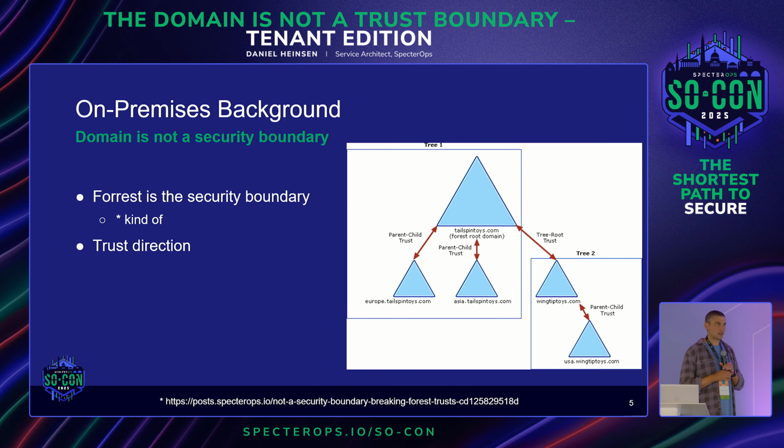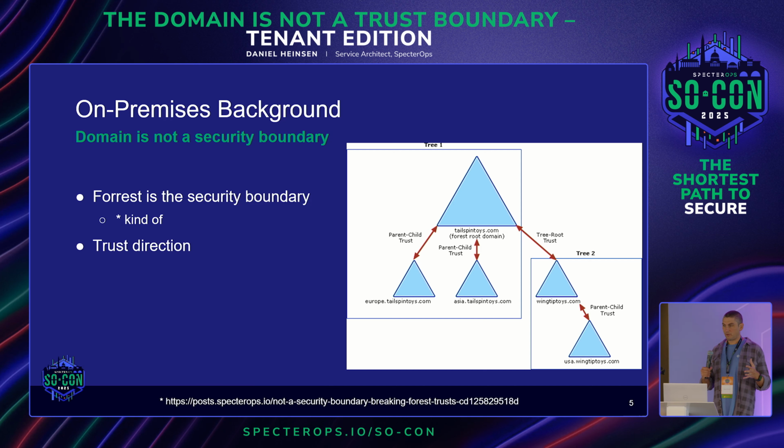And so the name of this talk was a play on a previous talk that was given 5 or 6 years ago by Will and Lee. That was breaking forest trusts, right? The forest is not a security boundary, right? And let's just say for the sake of this talk, Microsoft considers the forest a security boundary, with the caveat that there are coercion primitives that you can do and whatnot.